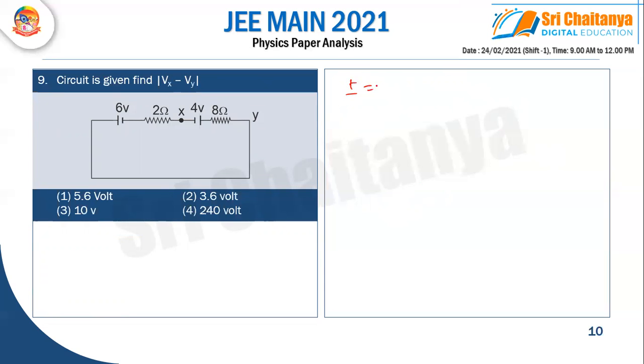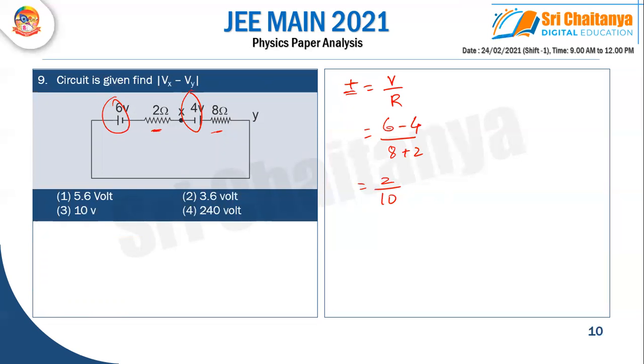Now, the current is, in fact, V by R. Here we have 6 and 4 with opposite polarity, and for that reason 6 minus 4, and the sum of the resistances, I'll be taking this 8 plus 2. So we are going to get this as, in fact, 2 by 10.